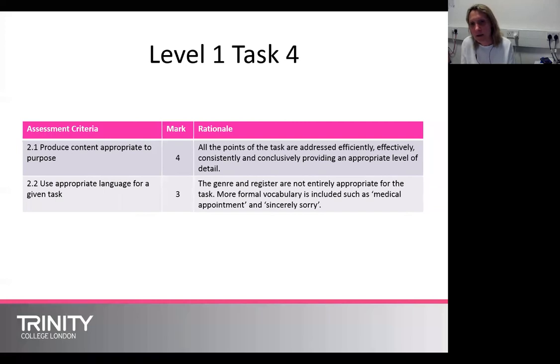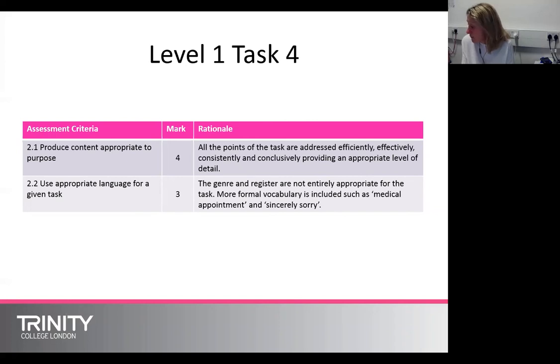So the candidate here, all points of the tasks are addressed. They are addressed efficiently, effectively, consistently, and the candidate has provided the right level of detail. The tone, the register are fairly consistent. There's some formal vocabulary that is used, so it's fairly consistent rather than consistent for an informal email, and therefore this candidate gets 3 marks rather than the full 4 marks that you might get if they wrote with consistent register.